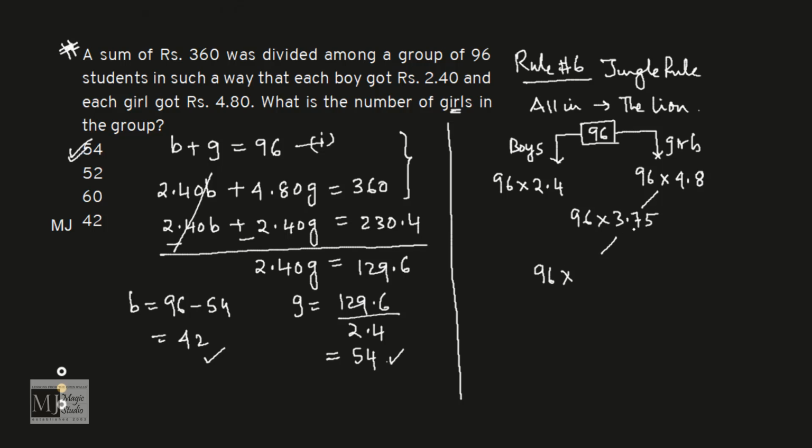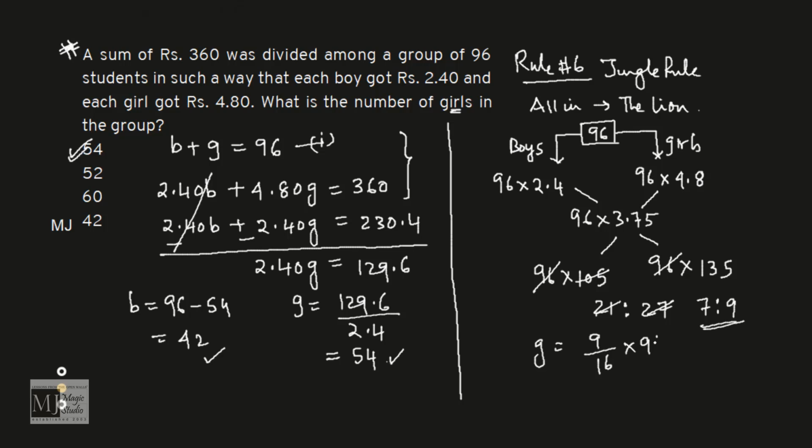Let's use the cross diagram. 96 into, it would be 25 paise and 80 paise, 105 paise. And this would be 96 into 75 paise plus 60 paise is 135 paise. So the ratio of boys and girls is 21:27, or we can dilute it further, 7:9. Now the number of girls would be 9 by 16 into 96. Correct? 16 into 6 is 96, 9 into 6 is 54. There are 54 girls.